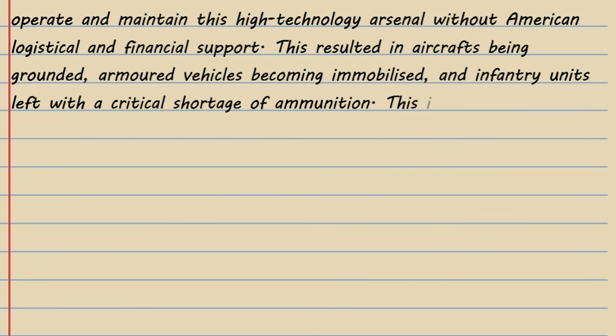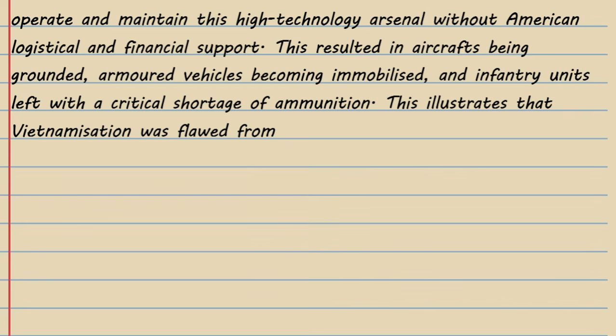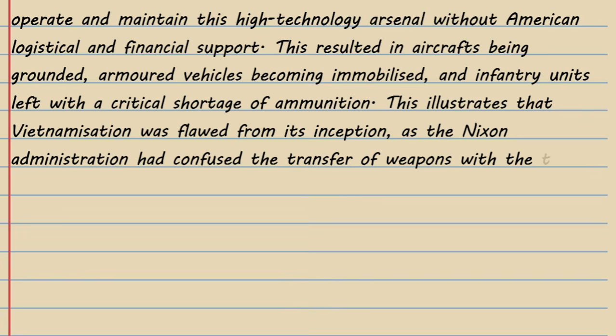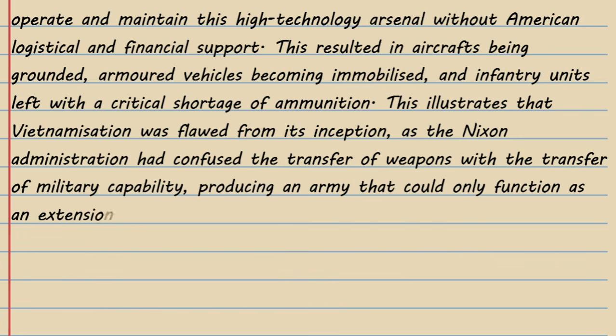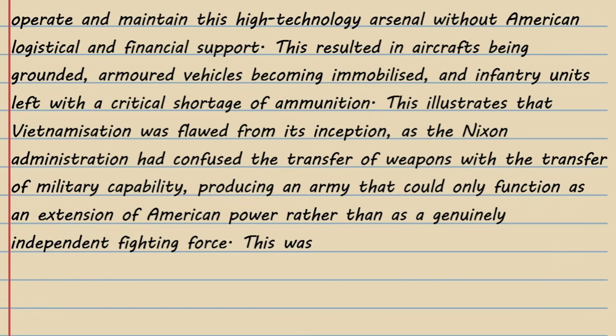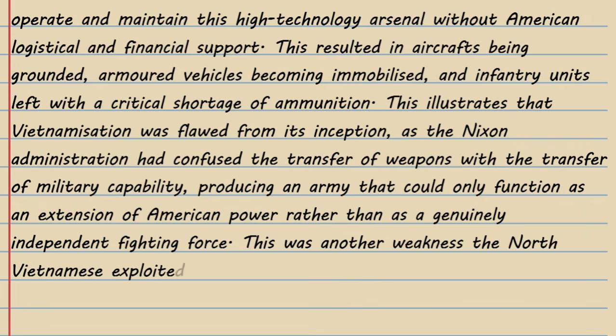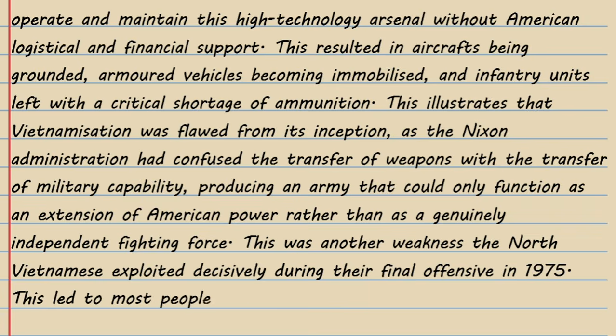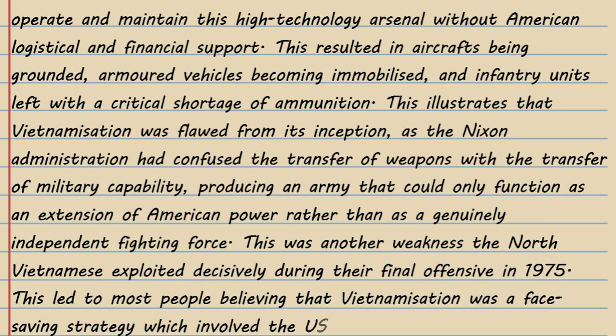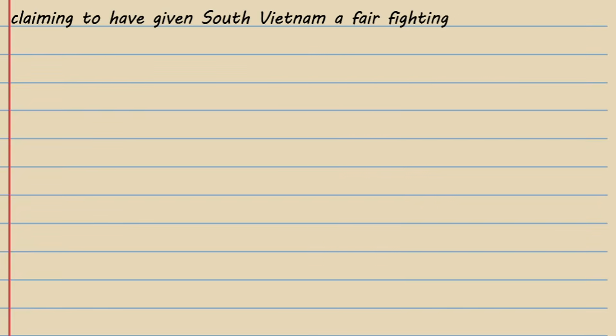ammunition. This illustrates that Vietnamization was flawed from its inception, as the Nixon administration had confused the transfer of weapons with the transfer of military capability, producing an army that could only function as an extension of American power rather than as a genuinely independent fighting force. This was another weakness the North Vietnamese exploited decisively during their final offensive of 1975. This led most people to believe that Vietnamization was a face-saving strategy which involved the United States exiting a losing war while claiming to have given South Vietnam a fair fighting chance.